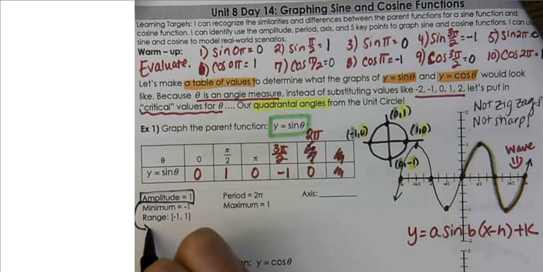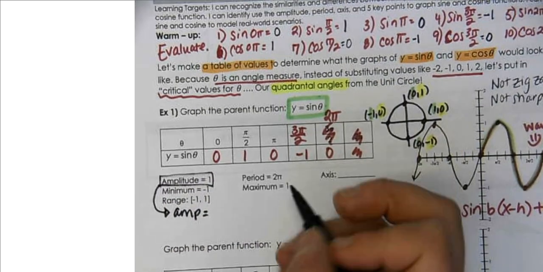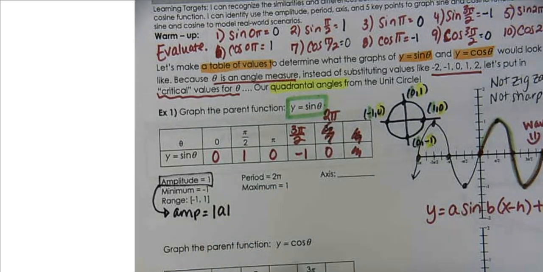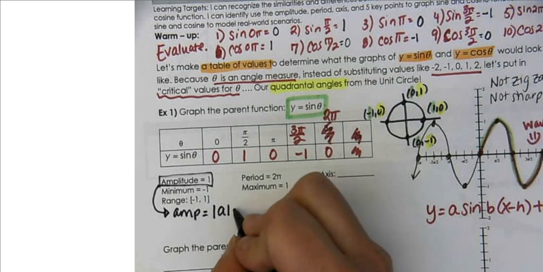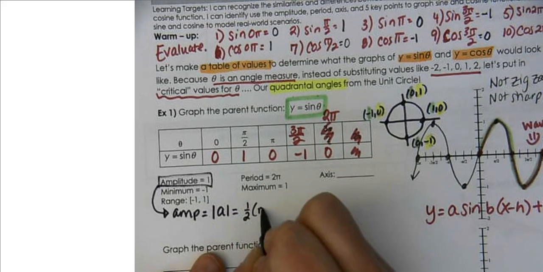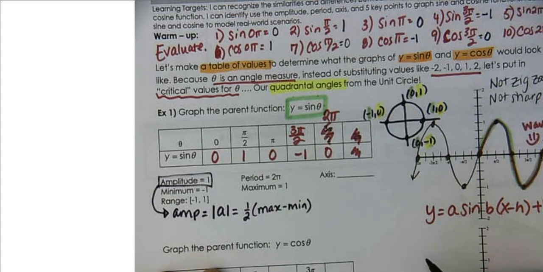So our amplitude talks about how high our peaks are and how low our valleys are, and that is going to be the absolute value of a, which in this case is the number 1. So it has a formula. It is 1/2 times your maximum value minus your minimum value. And it is always positive.